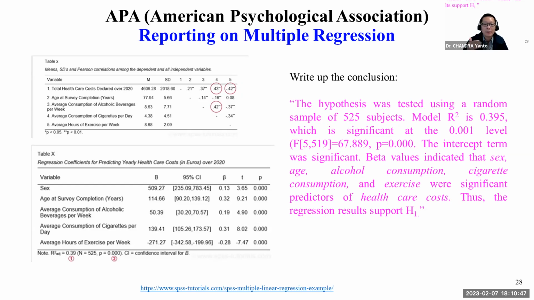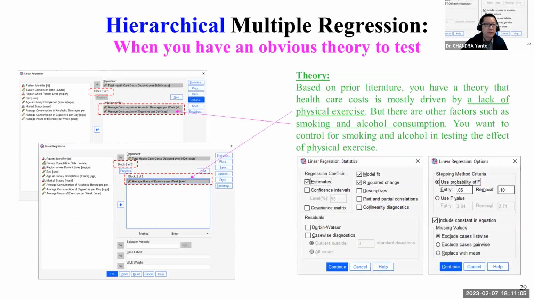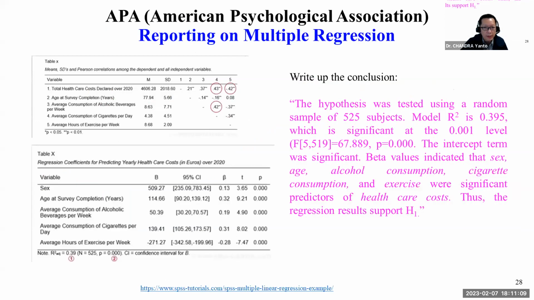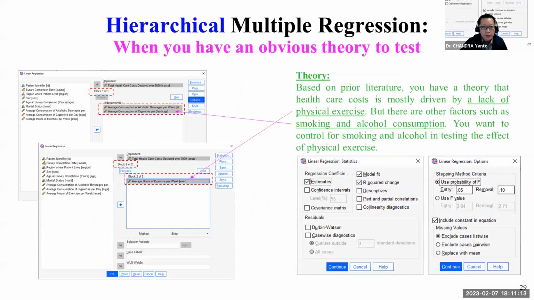So you can say that the intercept term was significant, right? And the beta values indicated that sex, age, alcohol, cigarette consumption, and exercise were significant predictors of health costs. And thus the regression results support the hypothesis that you are proposing. In the second part, so that is the result for multiple regression, right? So I can continue this with the hierarchical.